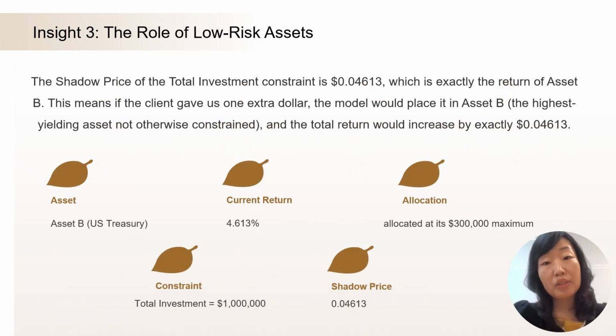Finally, we gained insight into the role of our low-risk assets. The shadow price for our total $1 million investment constraint is 0.04613. You'll notice this number is exactly the expected return of asset B, the U.S. Treasury. This isn't a coincidence. It confirms the model's logic. It tells us that if the client gave us an extra dollar, the model's first choice would be to place it in asset B, the highest-yielding asset that isn't already maxed out by another rule.